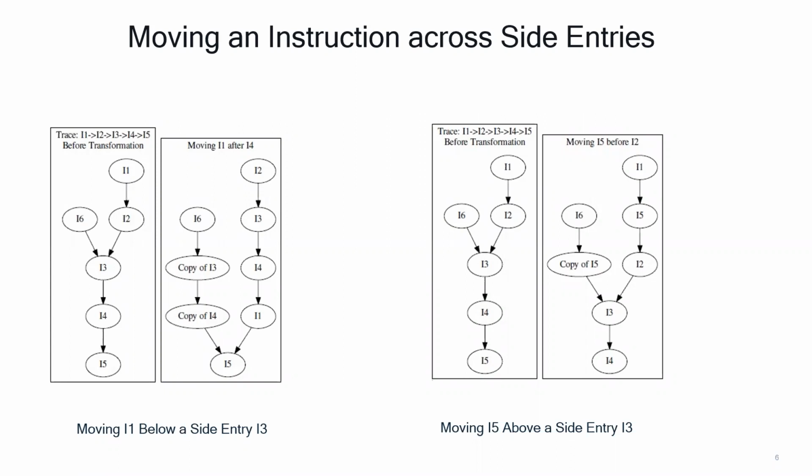Got it. So one thing is that if we are paying that penalty of executing I1 infrequently, that's fine. But what if I1 can raise an exception? Suppose that I1 is a load or a floating point instruction which can potentially raise an exception. Is it legal to move I1 after I4?